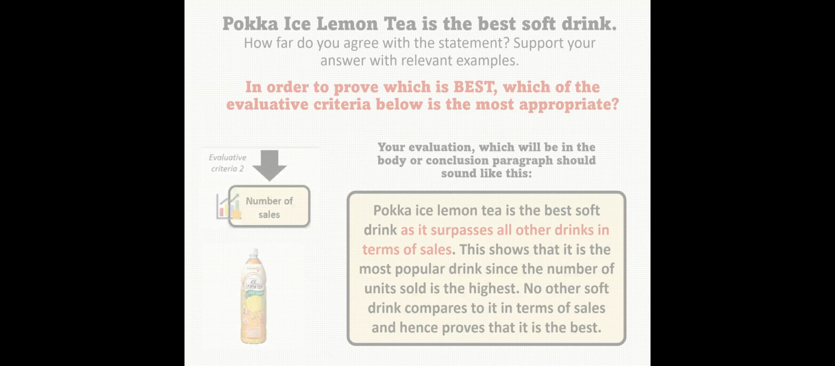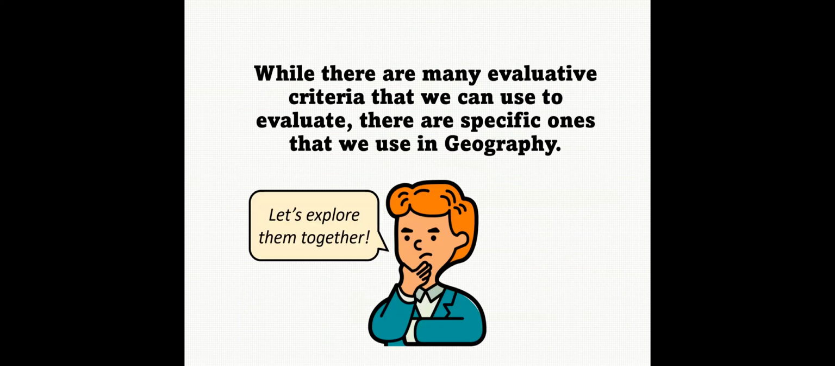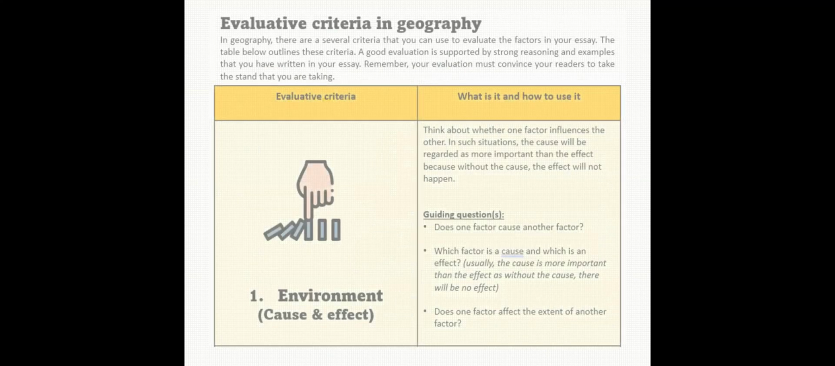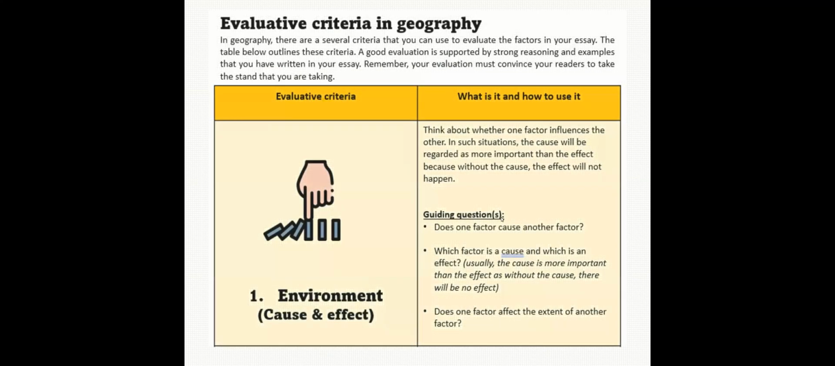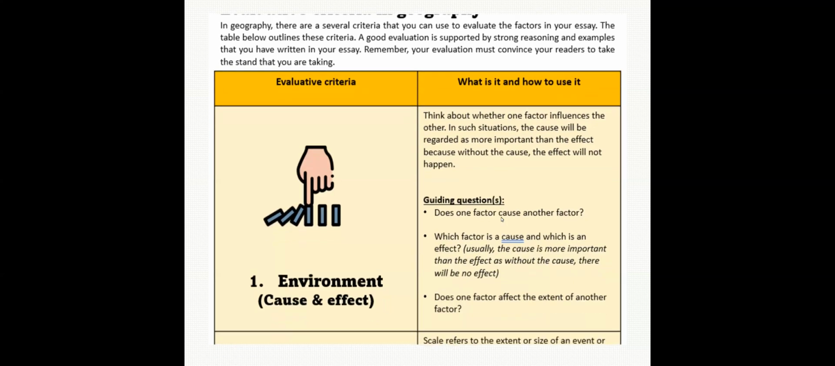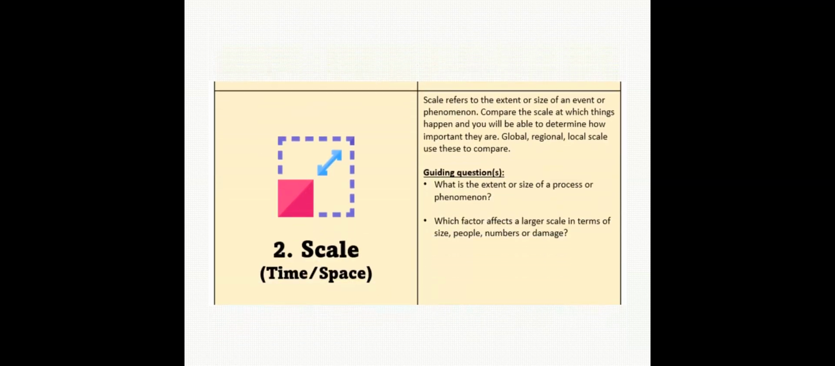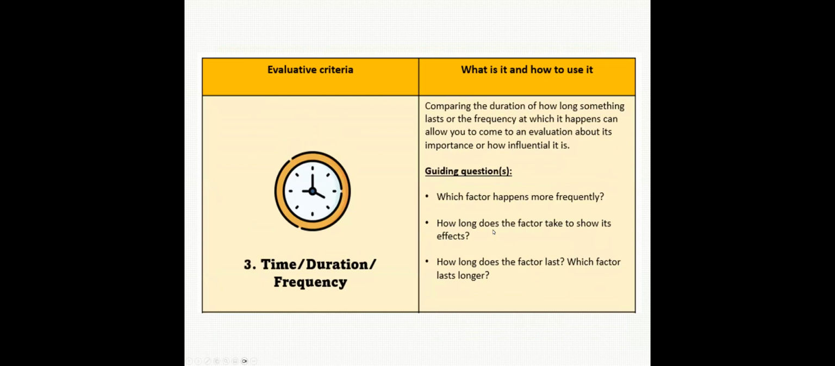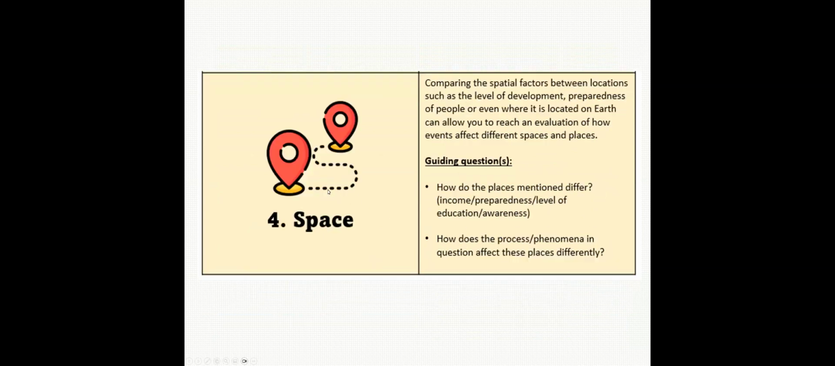All right, so we have already also covered this, but just to recap with all of you, we have 4 different evaluative criteria that we can use in geography. Environment, which refers to cause and effect. Scale, which refers to the extent or size of something. Duration, which refers to time, frequency, and maybe how often something happens. And then lastly, space, which refers to specific places.